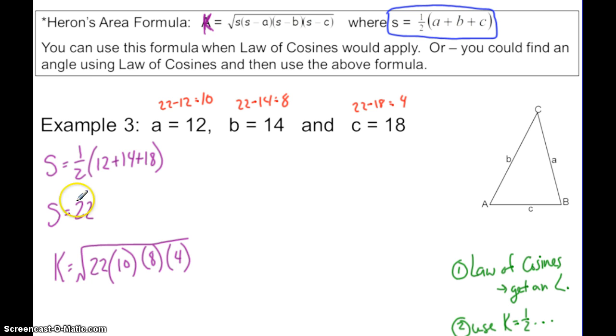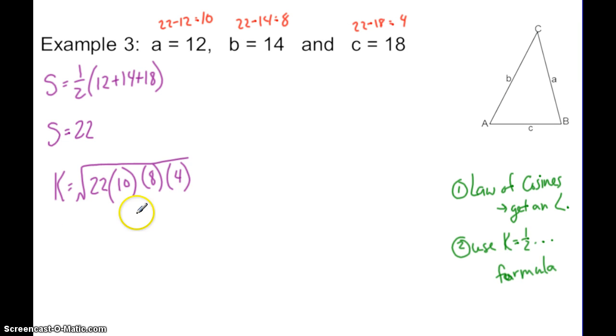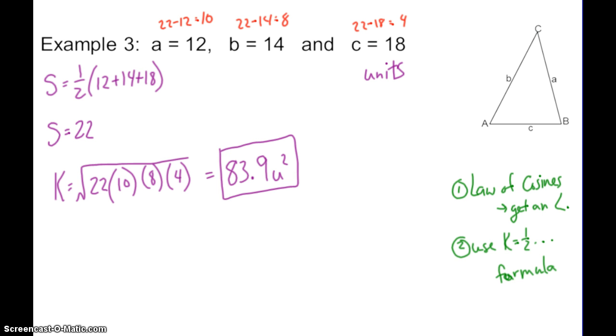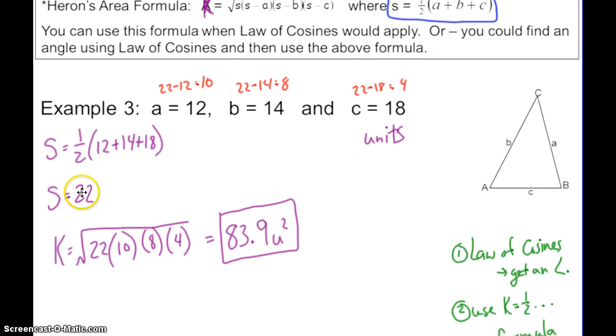And then it's just a matter of doing the math here. 22 times 10 times 8 times 4, and then take the square root of that, so I can do all that in my calculator, and I get 83.9. And I go back, I don't have any units, so I'm just going to say units squared, whatever that unit would be. And that's it. That's my area, and I found it using a slightly different formula than the first one we learned, but it does work.